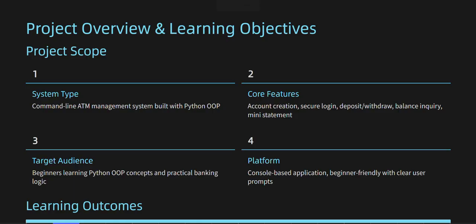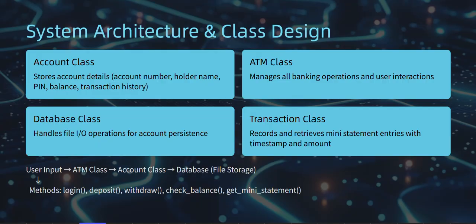The first scope is a command line ATM management system built with Python object-oriented programming. Then the core features are account creation, secure login, deposit, withdrawal, balance inquiry, and mini statement. Then target audience and platforms. Then system architecture and class design.